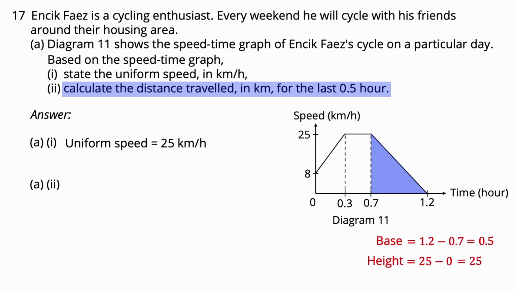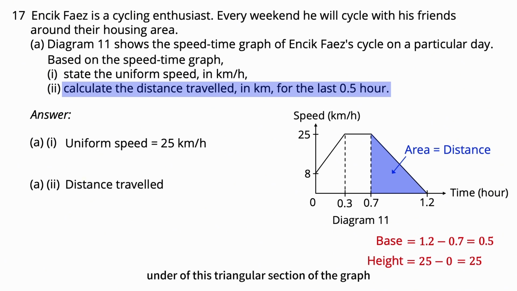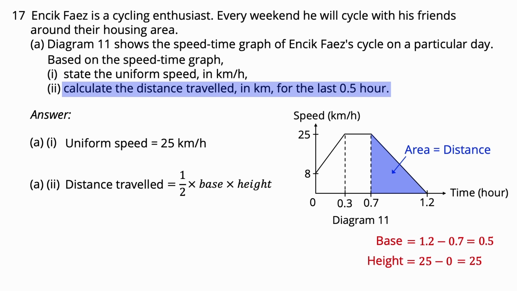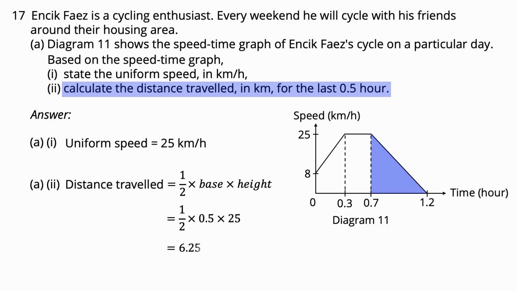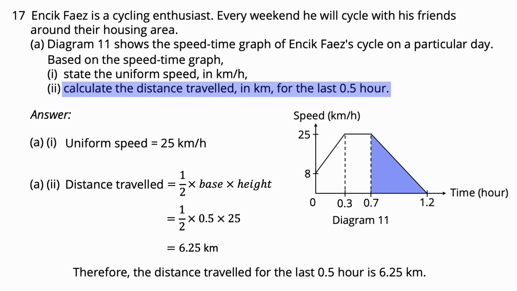The area under the speed-time graph represents the distance traveled. To calculate the distance, find the area under this triangular section of the graph. Now, apply the formula, distance equals 1/2 times base times height. 1/2 times 0.5 times 25 is equal to 6.25 kilometers. Therefore, the distance traveled for the last 0.5 hour is 6.25 kilometers.